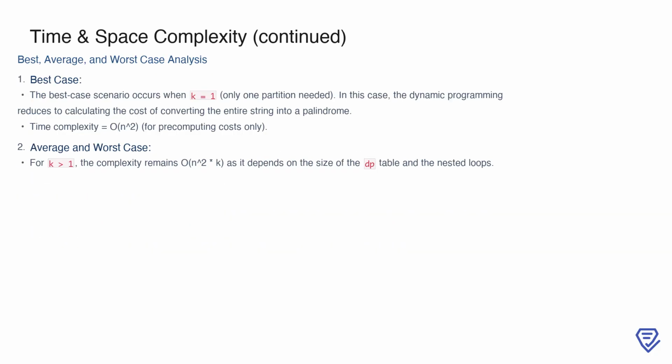To further clarify the time complexity, we can analyze the best, average, and worst cases. In the best case, when k equals 1, we only need one partition. Here, the dynamic programming step simplifies to calculating the cost of converting the entire string into a palindrome. The time complexity in this scenario is O(n squared), as it only involves pre-computing the costs. For the average and worst cases, when k is greater than 1, the time complexity remains O(n squared * k). This is because the number of operations depends on the size of the dp table and the nested loops, which remain consistent across these cases.